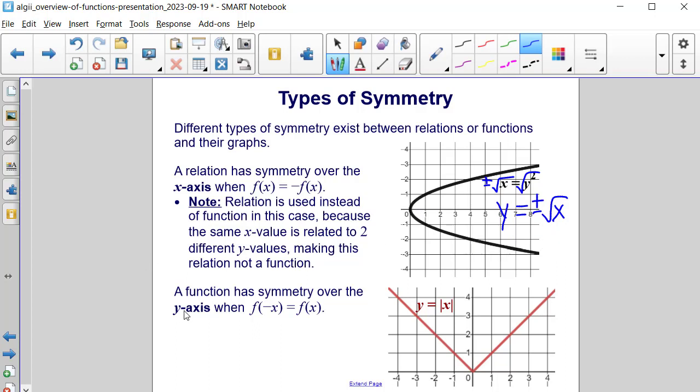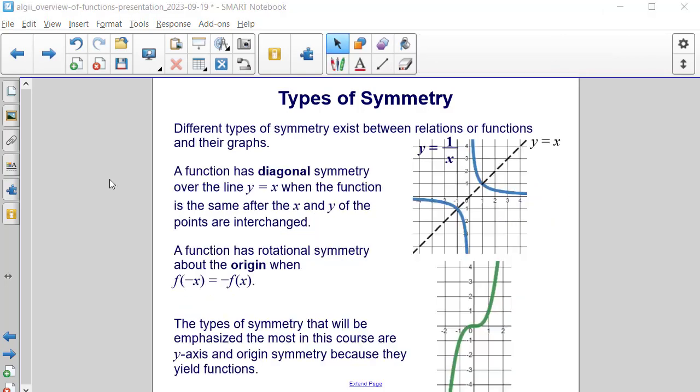A function has symmetry over the y-axis when f of negative x equals f of x. So in the absolute value function, or in a regular parabola, y equals x squared, you will have symmetry across the y-axis because the two different x values give you the same exact y value. They are symmetrical about the y-axis.